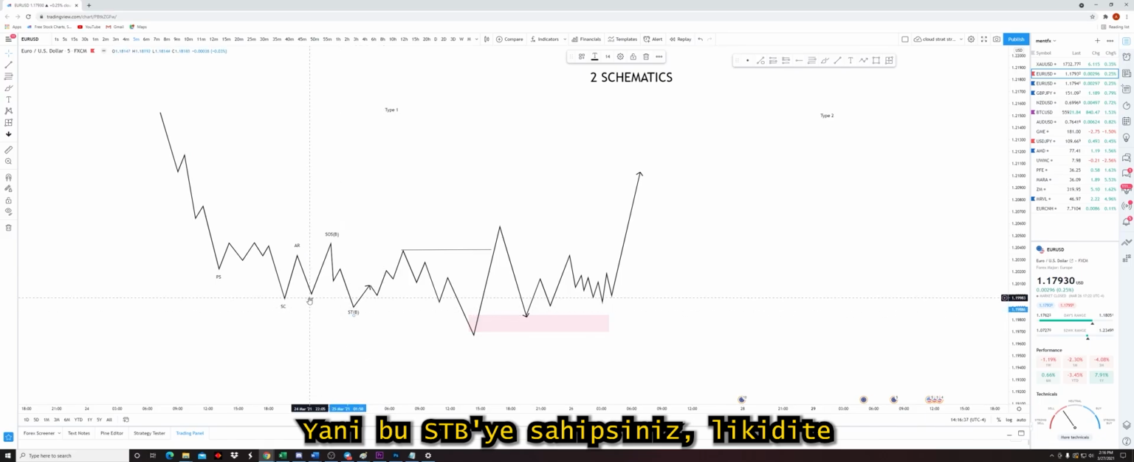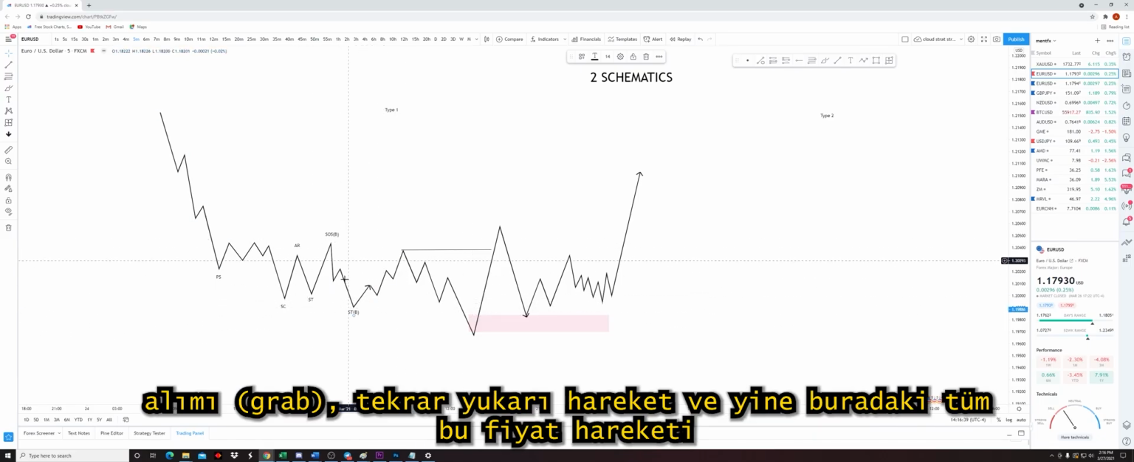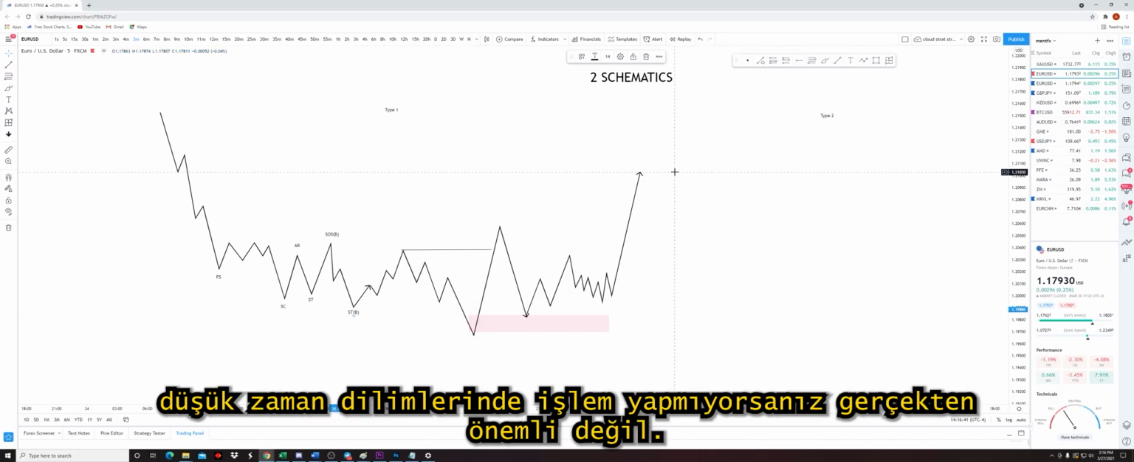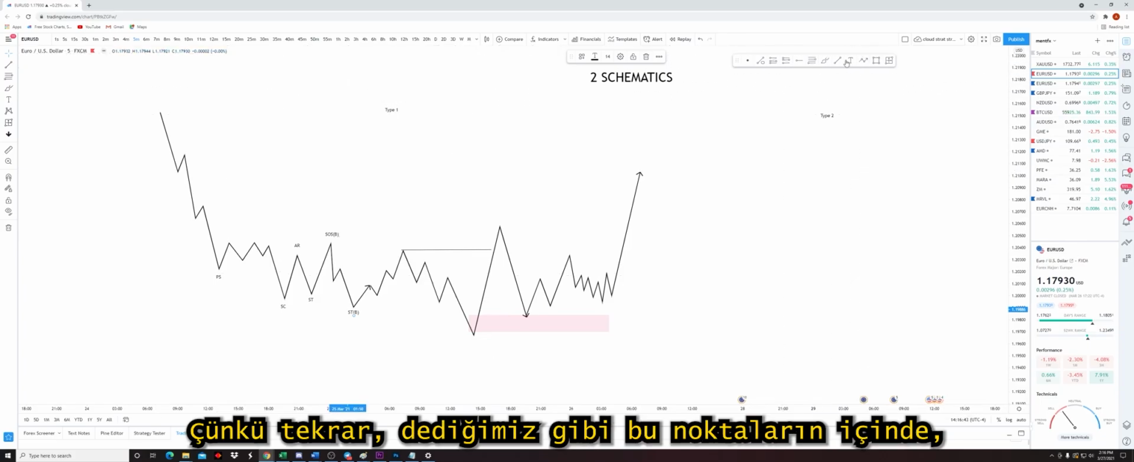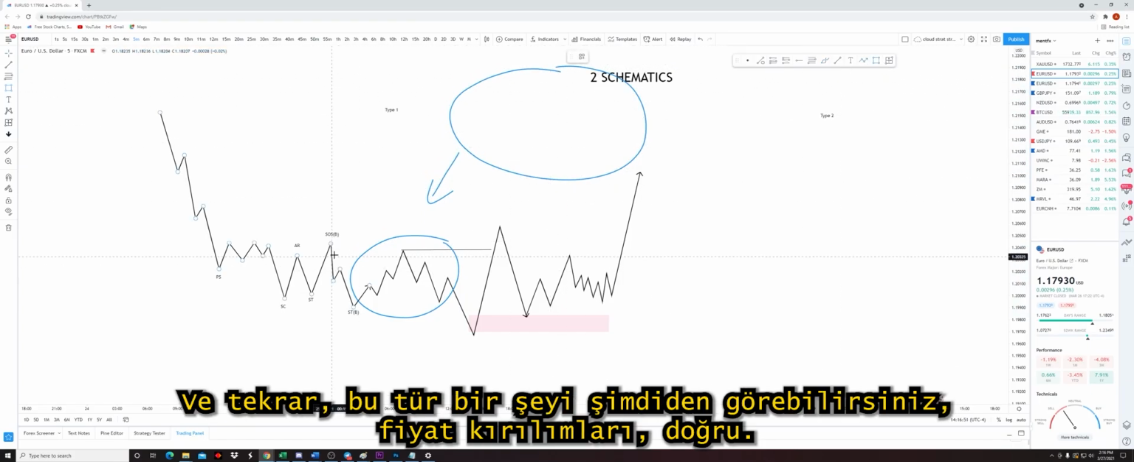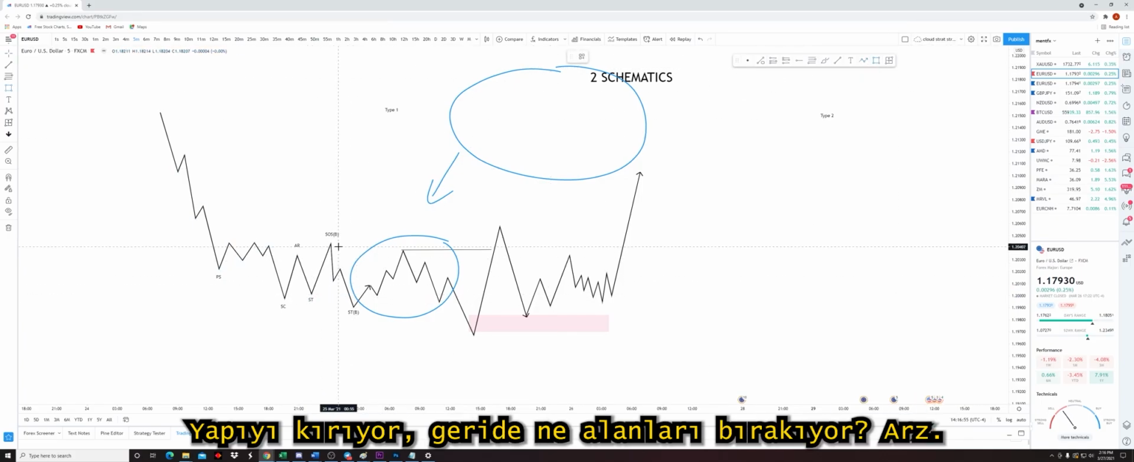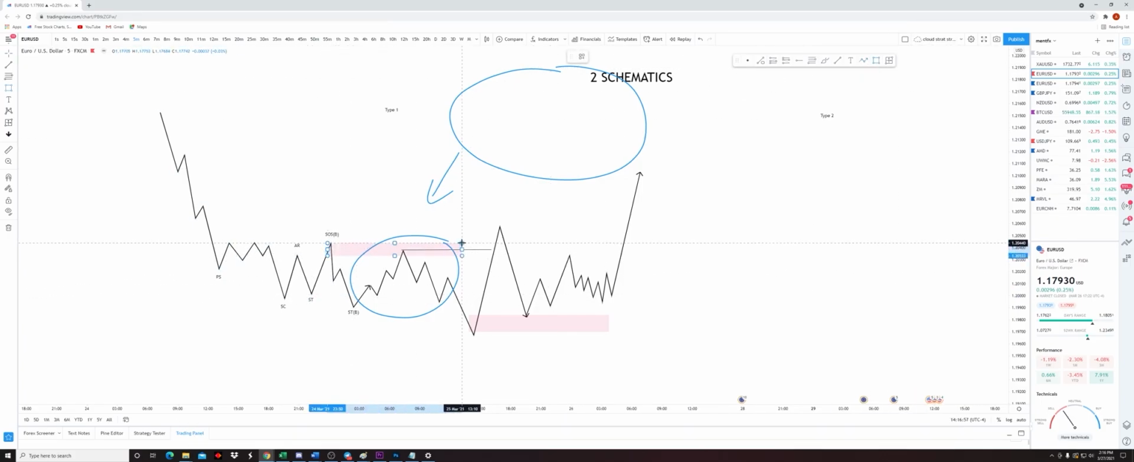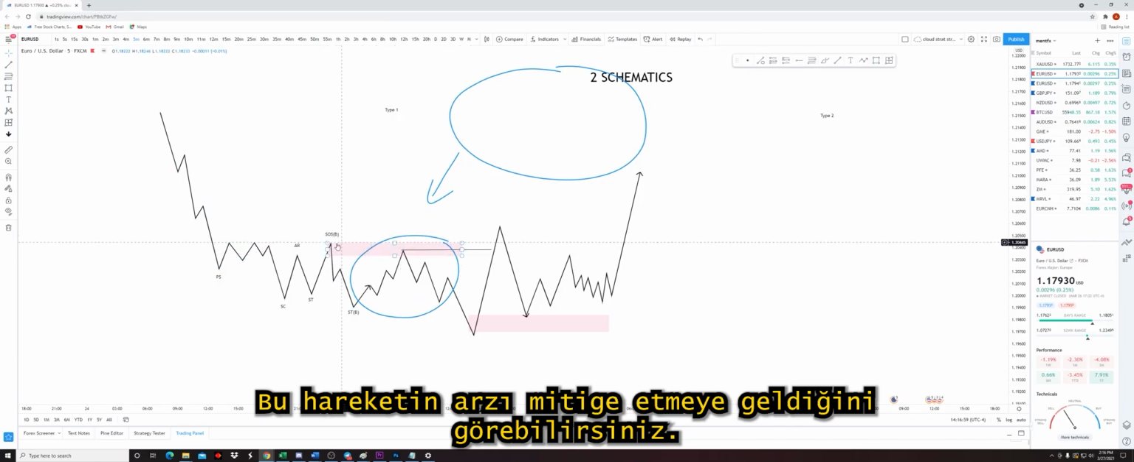So you have this ST and B, liquidating the ST, the move back up. And again, all this price action here really doesn't matter unless you're trading the lower time frames. Because again, like we said, inside of these points here, if we were to zoom in and look at it inside, you're going to see price action. And again, you can already see this type of thing. Breakdowns in price, right? Breaking structure, leaving behind areas of what? Supply.